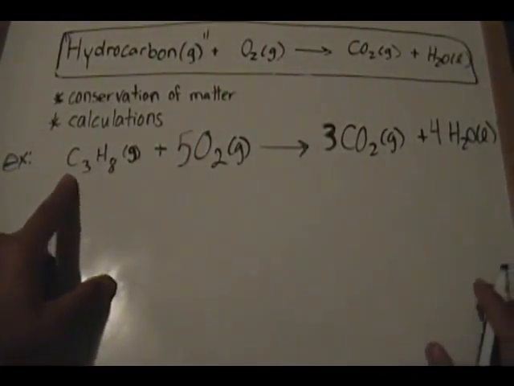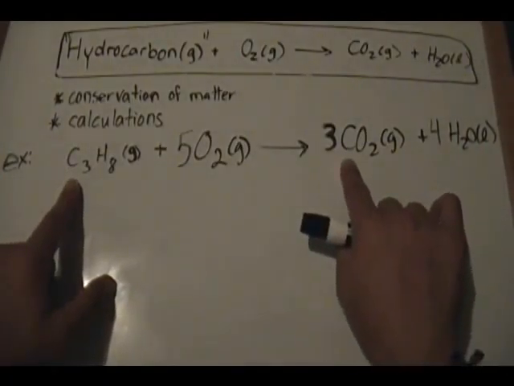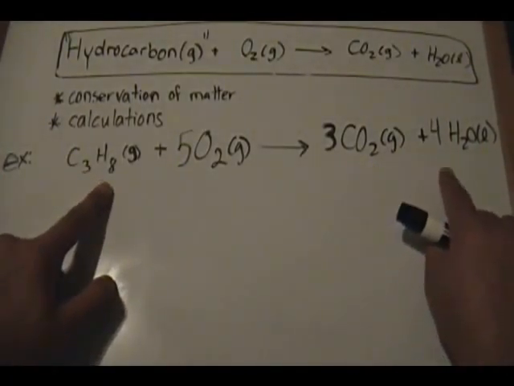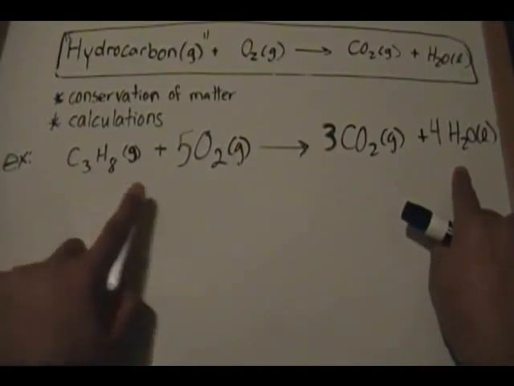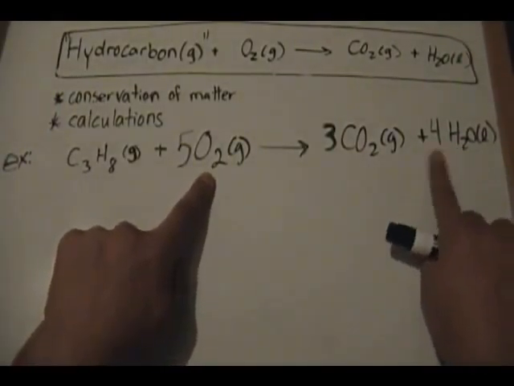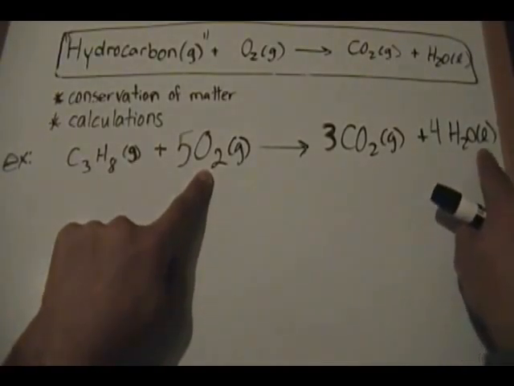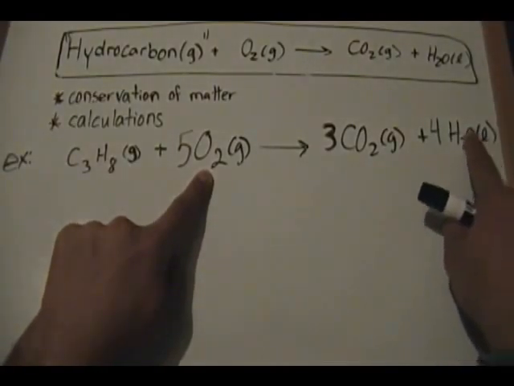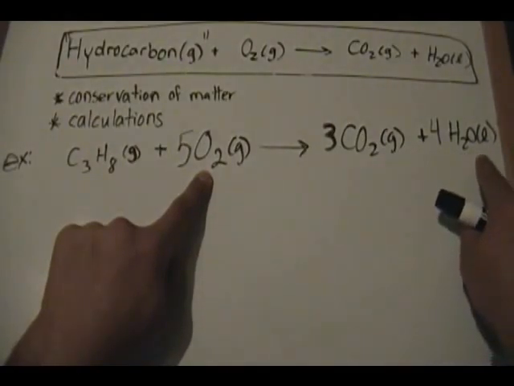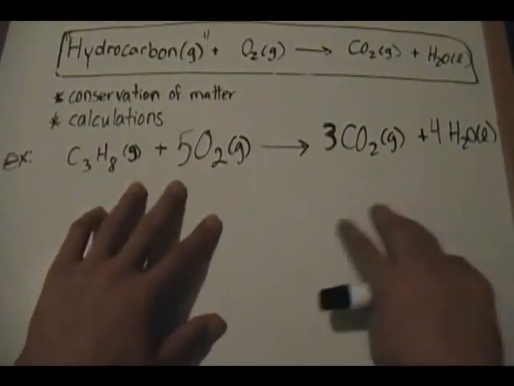So let's make sure everything is balanced. We have 3 carbons, we have 3 carbons. We have 8 H's, 4 times 2, we have 8 H's. We have 10 oxygens, right? 5 times 2 is 10. We have 3 times 2, which is 6 O's, and then 4 times 1, which is going to be 4 O's, so 6 oxygens plus 4 oxygens is 10. So you have 10, 10, everything is balanced.